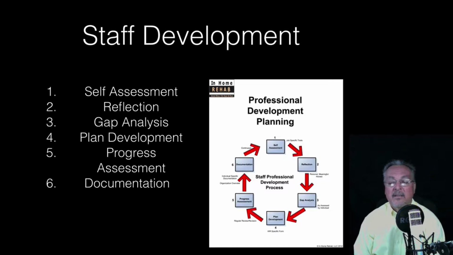Also realize that this is a component of staff development, and that staff development has a 6-step cycle that includes self-assessment of the individual, looking at specific job tools, reflection, trying to understand where they are in terms of their performance with personal, meaningful, and honest reflection, a gap analysis, which is a reflection on what's the difference between where they are and where they would like to be, as assessed by the individual, the development of a plan that is typically on an organization's specific form, to assess their progress with regular review and revision, and then documentation of the individual steps and the recycling of the plan.